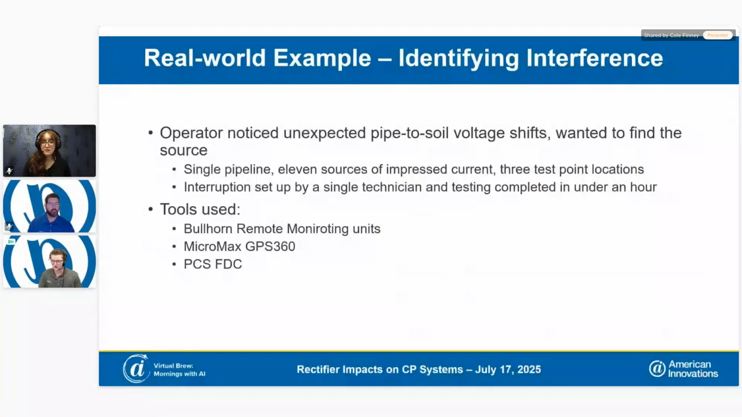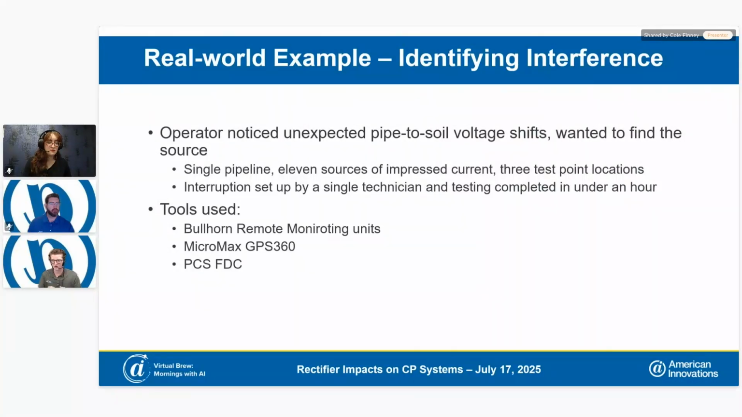So real briefly, for the sake of time, I'm going to speed through this, but we've got a real world example here. This is basically just taking everything we've talked about: using what are called INI surveys, using specific tools to set up this survey correctly, and then capturing that data with the PCS Field Data Collector application and putting it into real life. So in this case, we had a single pipeline with 11 sources of impressed current. So we had 11 rectifiers in this study and 3 separate test stations.